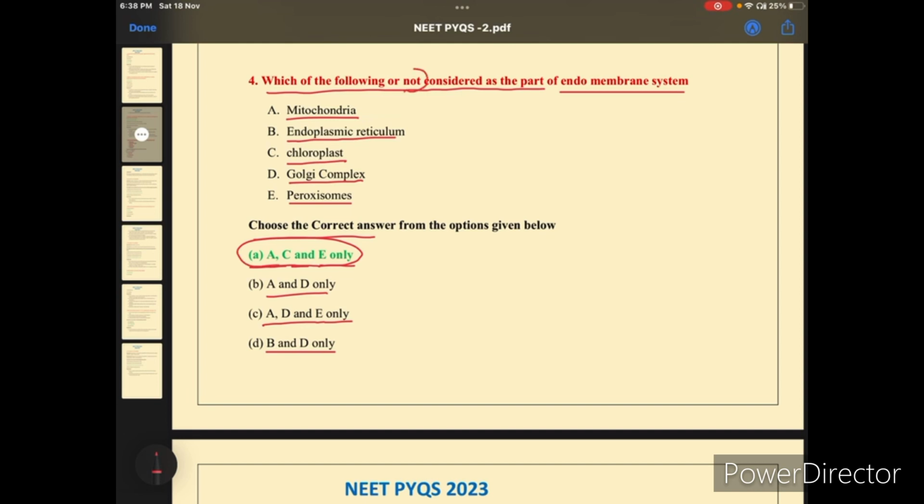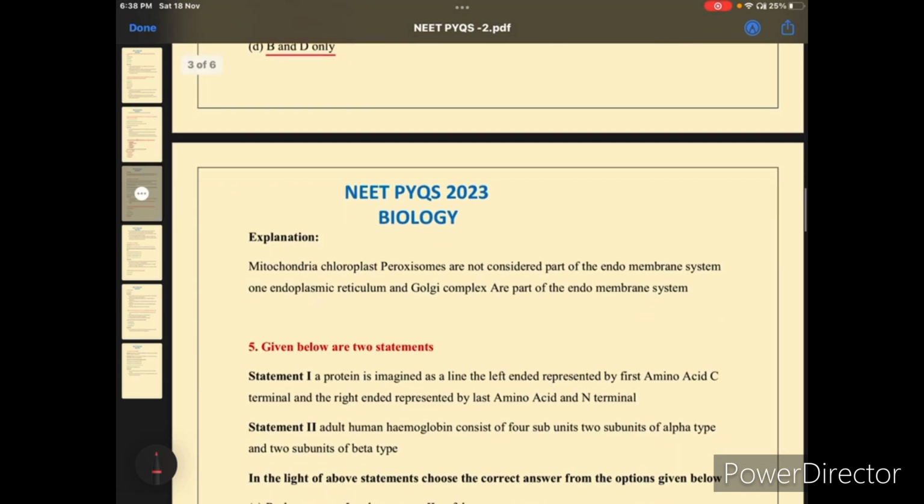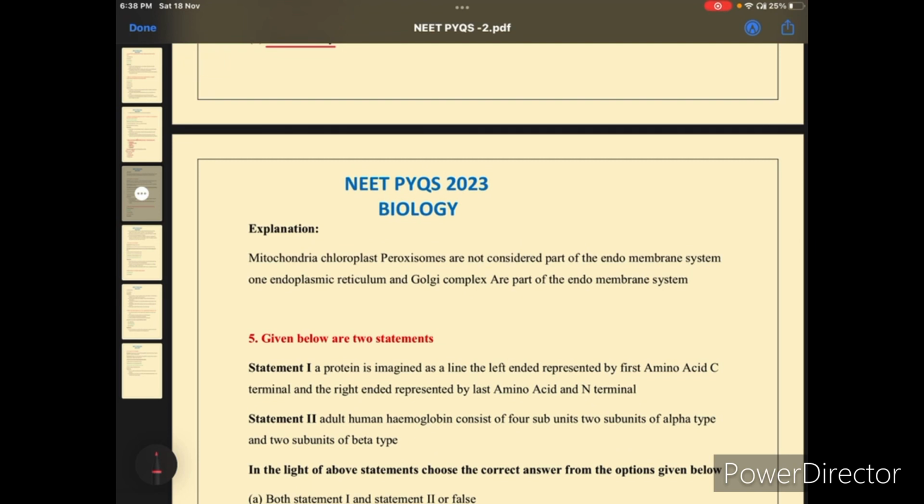Mitochondria, chloroplast and peroxisomes are not a part of the endomembrane system. So the explanation is also the same. Mitochondria and chloroplast are not considered as a part of the endomembrane system. Endoplasmic reticulum and Golgi complexes are part of the endomembrane system.